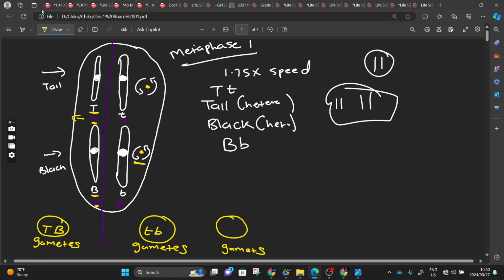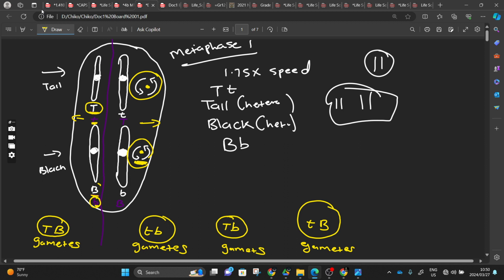What if only this rotates? It means that we are going to have a capital letter T and a small letter B. And then we also have another last gamete. What if this one doesn't rotate but this one rotates? It means that now we are going to have a small letter T and a capital letter B. So do you understand this?